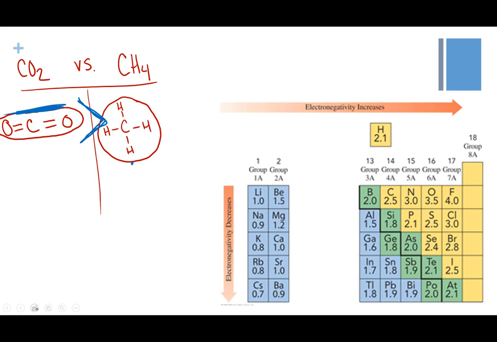What about size? When we think about size, what we're going to think about for size is the molecular mass. So if I add up the molecular mass for carbon dioxide, I'm going to have 12.011 plus 15.999 times 2. So the molecular mass for carbon dioxide would be somewhere around 44 grams per mole.